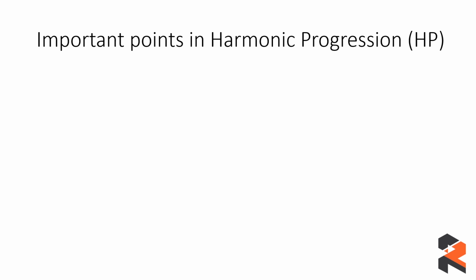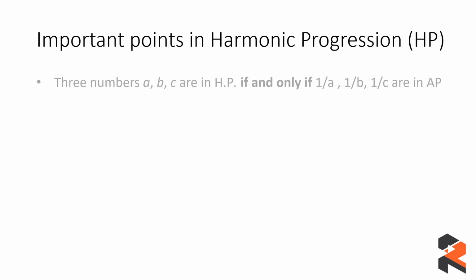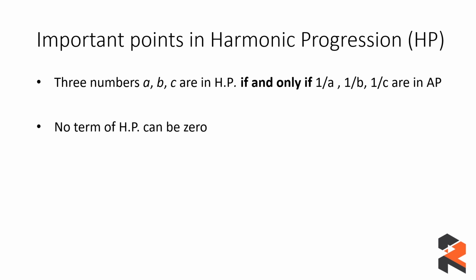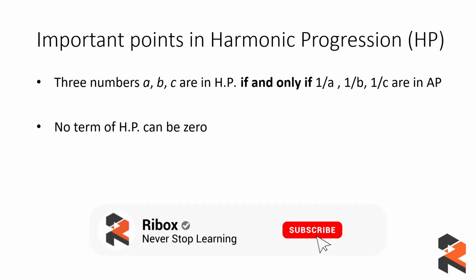Some important points before we move on to the example in harmonic progression. Three numbers A, B and C are in harmonic progression if and only if 1 by A, 1 by B and 1 by C are in arithmetic progression. So this is really important. First of all, you need to check if the first three terms are in arithmetic progression. If it is so, then only you can proceed with your question and do calculations as if it was a harmonic progression. There is no term of harmonic progression which can be 0.